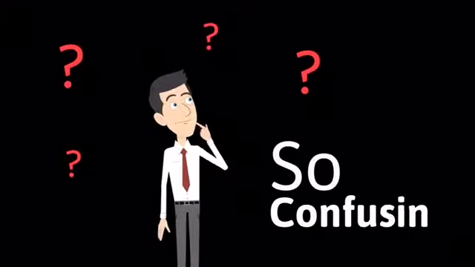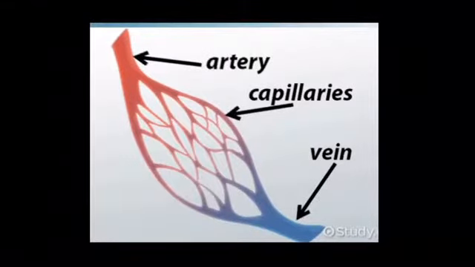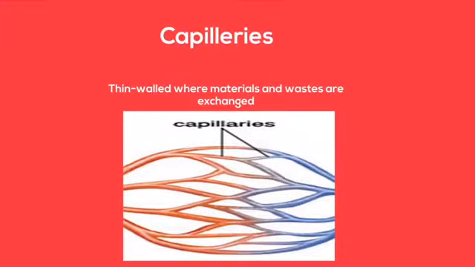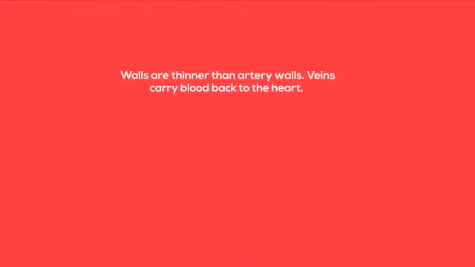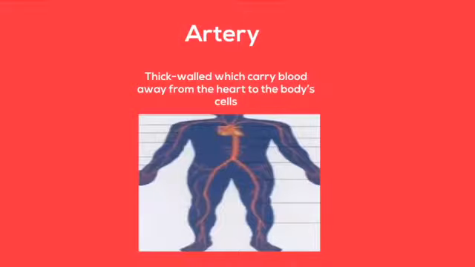If you're confused, don't worry. There are 3 different types of blood vessels: capillaries, veins, and arteries. Capillaries look like tree roots. They are thin-walled, where materials and waste are exchanged. Veins are large vessels with walls thinner than artery walls, which carry blood back to the heart. Arteries are thick-walled, which carry blood away from the heart to the body cells.